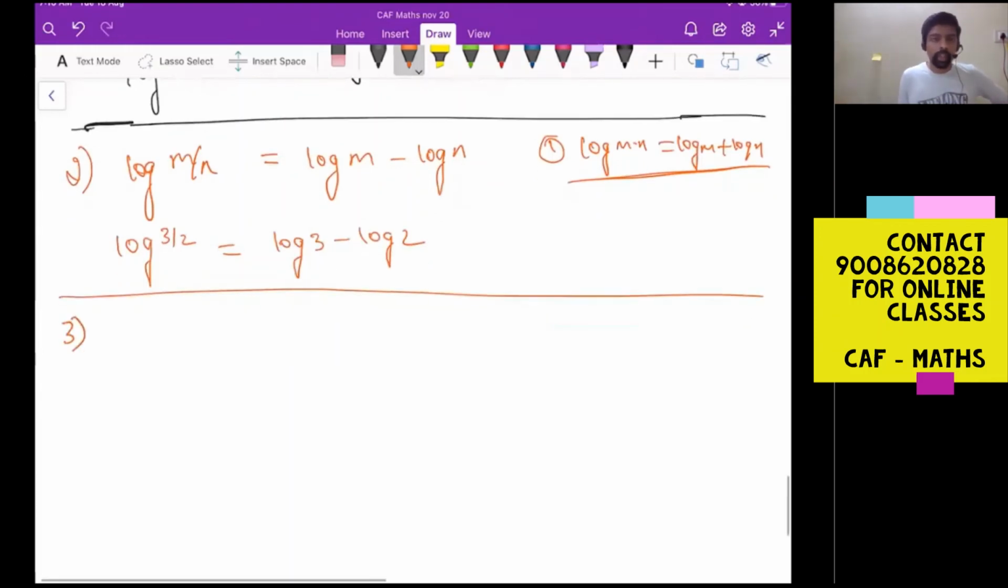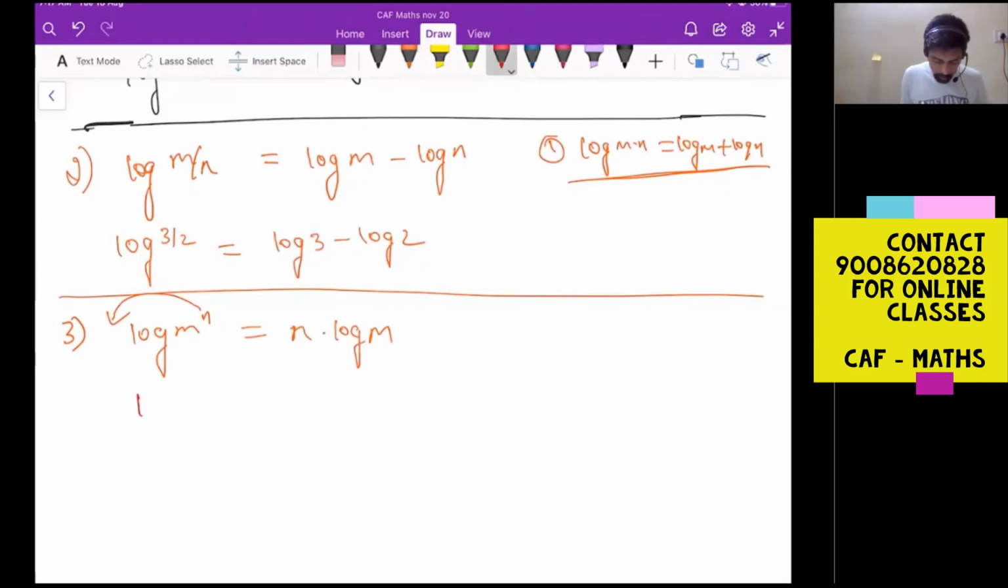Then property number 3: log of m raised to the power n. Log of m raised to the power n can be written as n into log m. This n, the exponent, becomes the coefficient. Log of m raised to the power n can be written as n into log m.